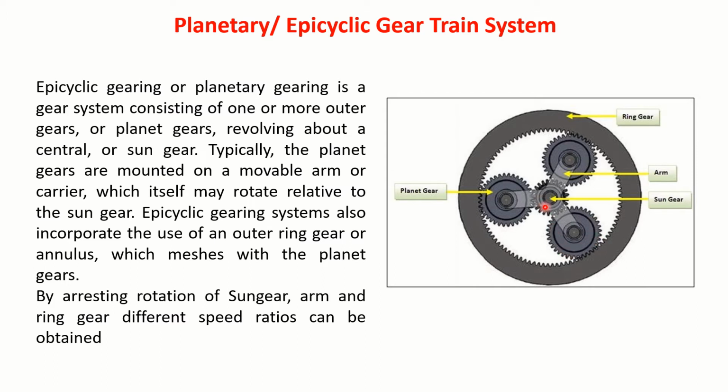Similarly, I can hold the sun gear stationary. I can make the ring gear an input gear and again make this an output. So I can obtain another speed ratio. Another possibility is that I can hold this stationary and using these two pairs I can get another speed ratio, maybe in the reverse direction. So that way it is possible using this planetary gear system to obtain different speed ratios.